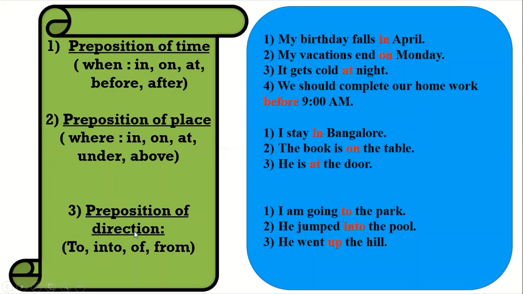Next, preposition of direction. This tells us the direction. I am going to the park. You're telling the direction. Where are you going? To the park. I'm going to school. Now, he jumped into the pool. Again, direction. How did he jump? Into the pool. He went up the hill. He went up the hill. Hill is up, so you're telling the direction. This is how you can categorize prepositions of time, place, and direction. It is just added information for you all.